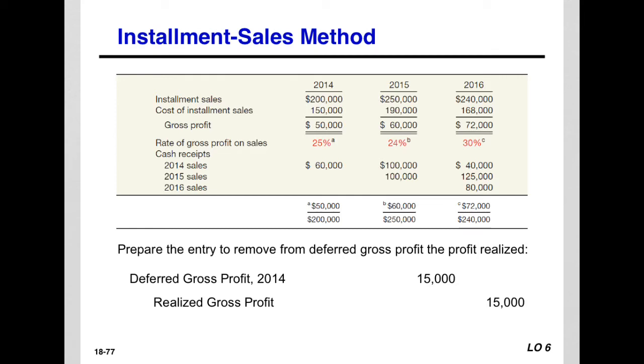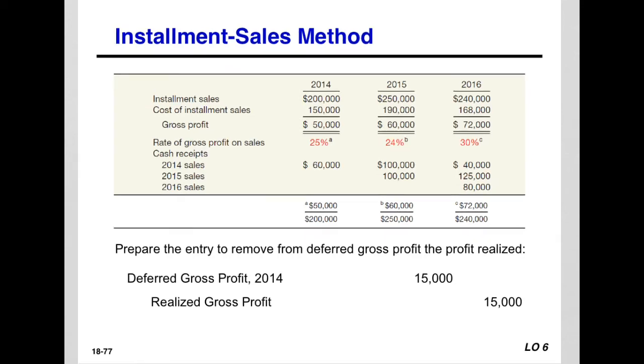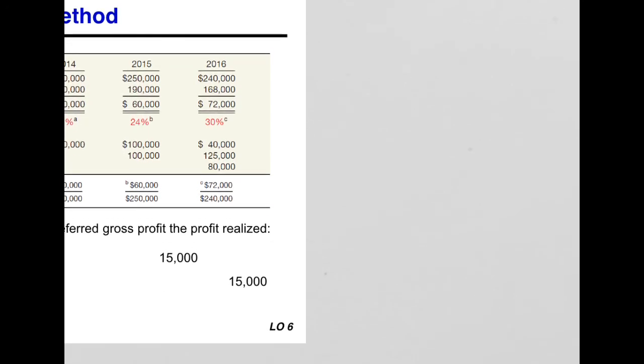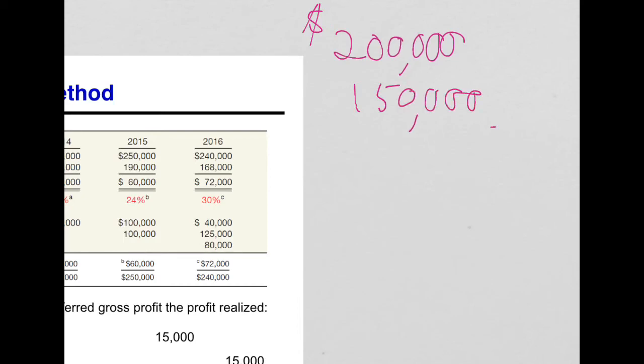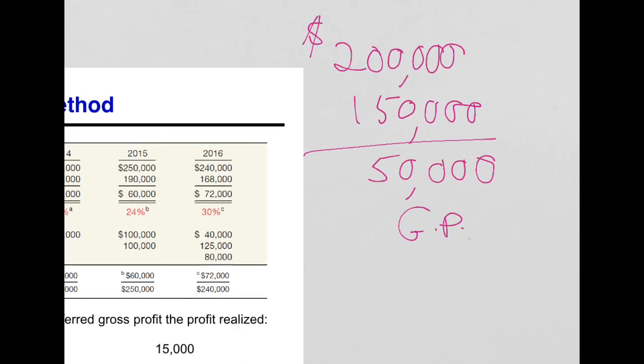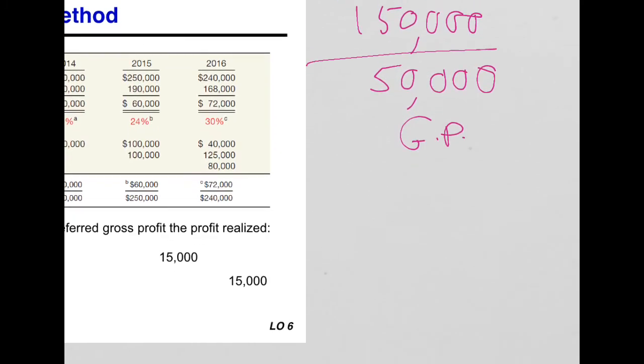Why are they doing this? I don't know. Let's do it my way. Let me show you the simplest way of looking at this. On the year of sale, it's a $200,000 sale, this is getting a little bit longer than I hoped, but we'll get it done. $200,000 sale, cost of the goods sold is going to be $150,000. Gross profit is $50,000. That's our gross profit, but we have a problem. We don't know if we're going to collect the $200,000, so we decided to use the installment method.